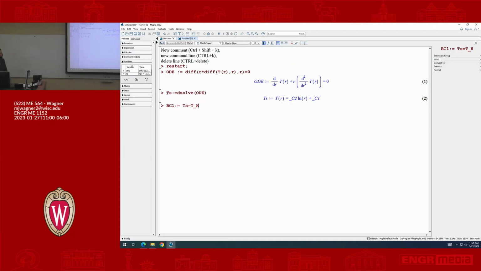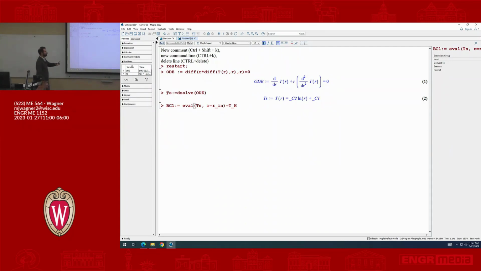So this is sort of right, but not quite. We have to evaluate TS at some specific position R. This is just saying the general solution is equal to TH. It's not quite right. So we need to go back and use that eval command. So we're going to evaluate TS at R equals R in. Okay? So we evaluate TS at R equals R in. And that's equal to TH.